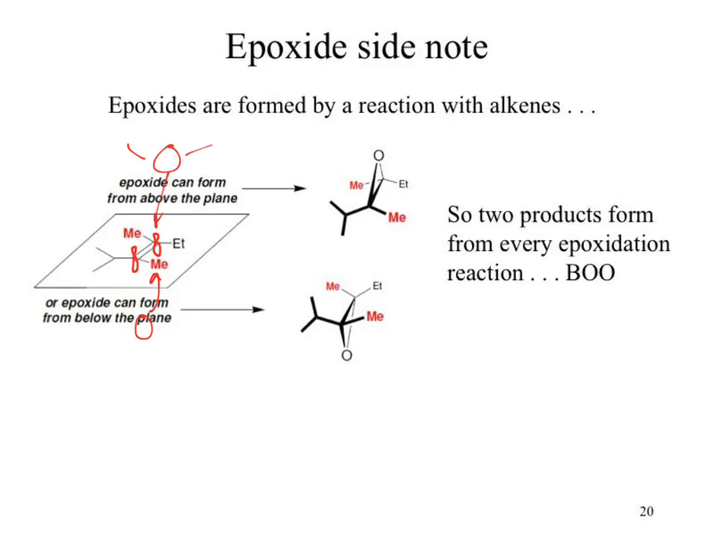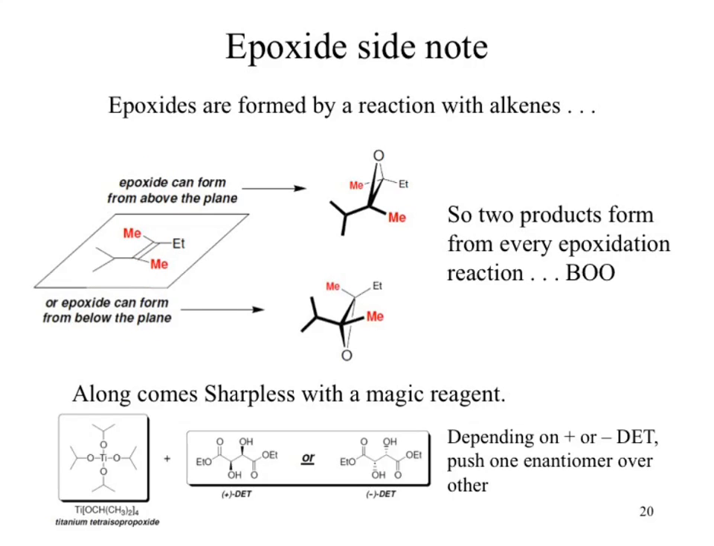Unfortunately for you, you probably won't ever see this. A guy by the last name of Sharpless came along and invented a new reagent. This reagent forces one epoxide enantiomer over the other. You take this titanium compound and then this DET compound. DET has some stereochemistry associated with it, either plus or minus. That configuration, when put into a standard epoxide reaction, forces one enantiomer over the other.